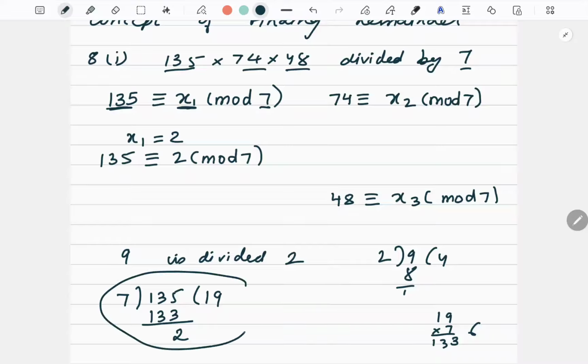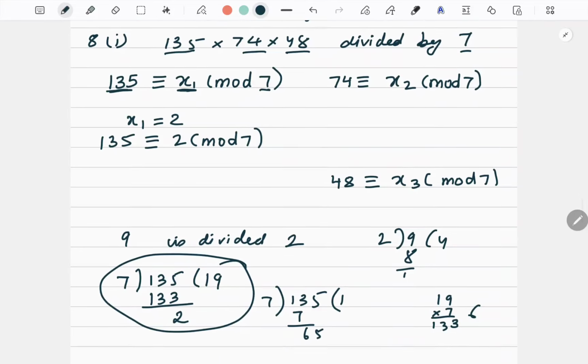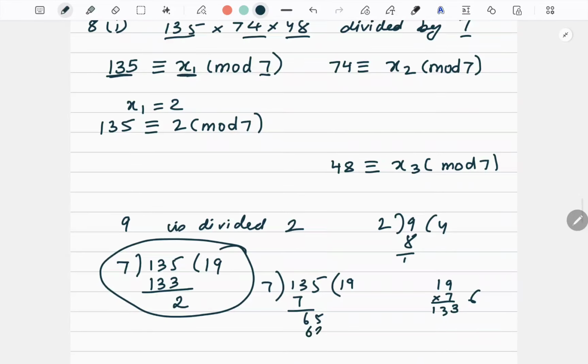Now this also, you can simply divide, like 7 ones are 7. Like 135 when you are dividing, 7 ones are 7. 8, 9, 10, 11, 12, 13. 6 came here, 65. Right? Then 7 9s are 63. 2. So simple division I have done.